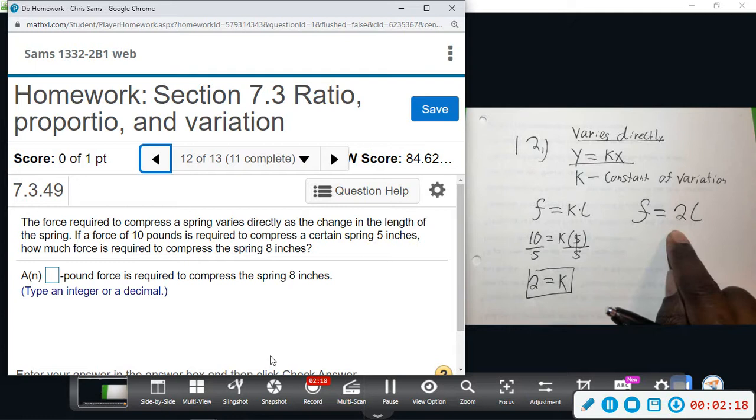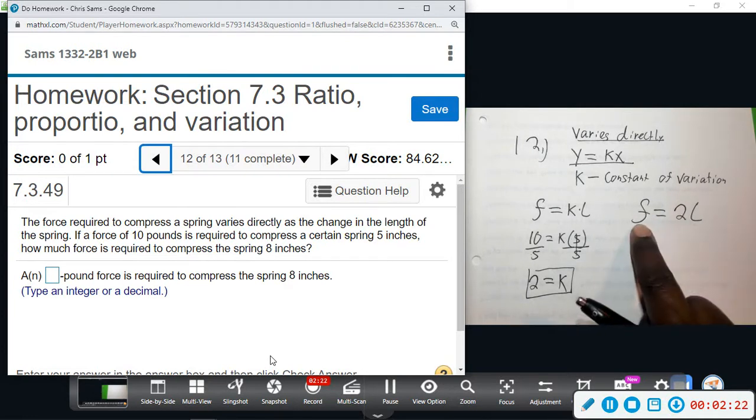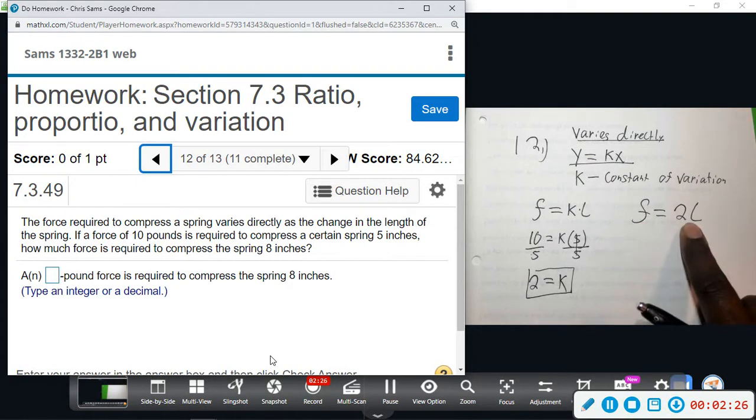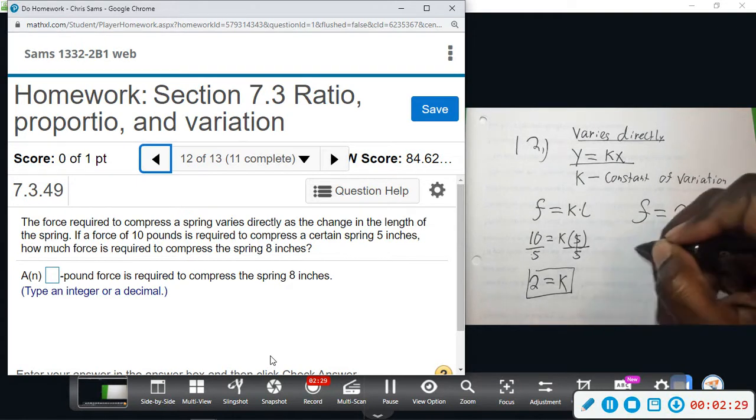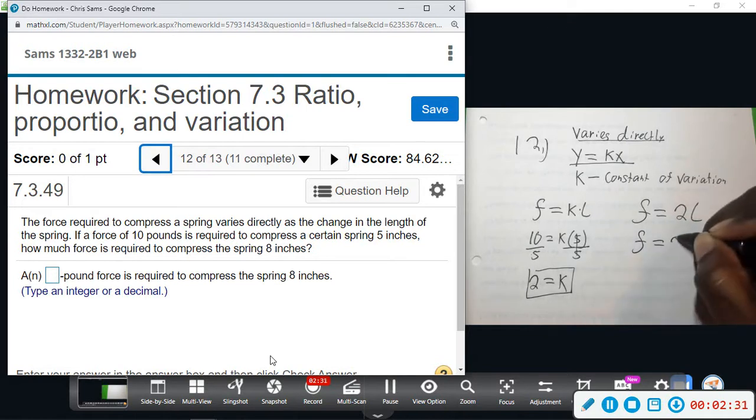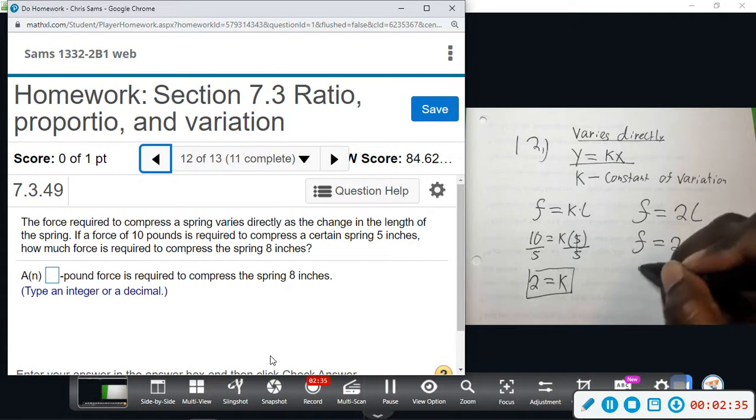Then they give you new numbers. We want to know how much force is required to compress the spring 8 inches. So we're going to plug in the 8 here. They're giving us the new length. So F equals 2 times 8. 2 times 8 gives us 16. So force has to equal 16.